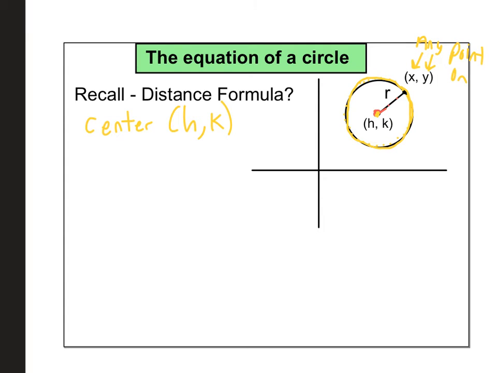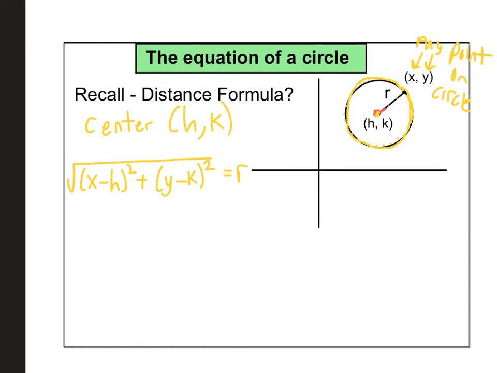The key is that the distance again between (h, k) and (x, y) always remains constant, and that distance is equal to whatever the radius of the circle is. Okay, so if you remember the distance formula, it's just going to be the square root of (x minus h) squared plus (y minus k) squared.